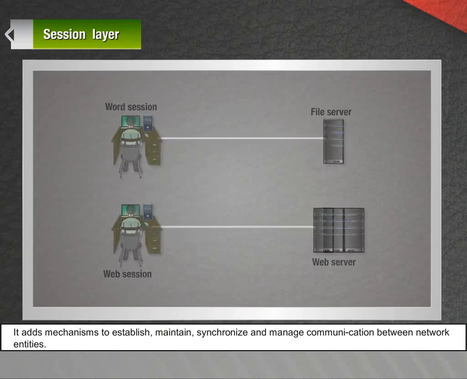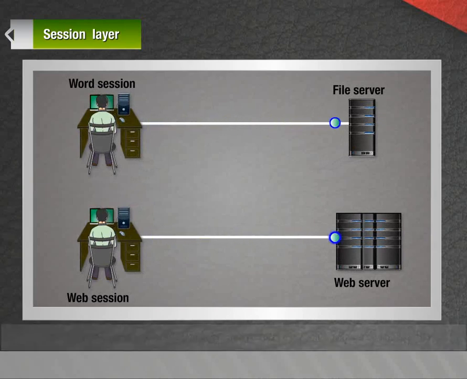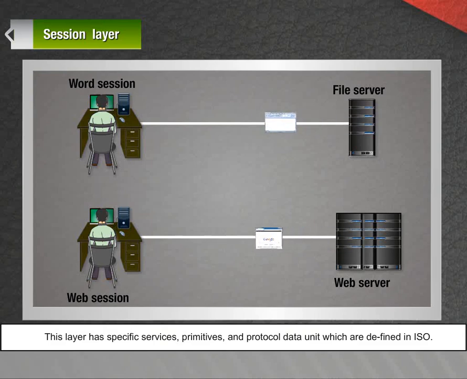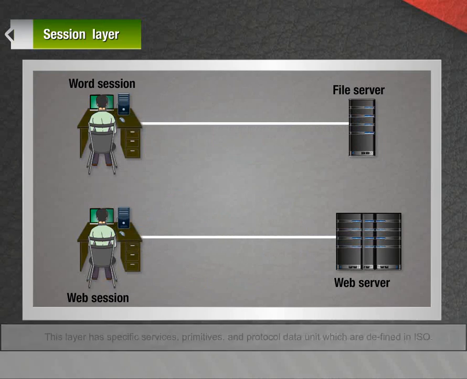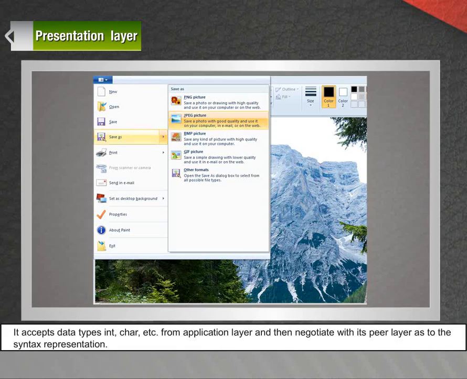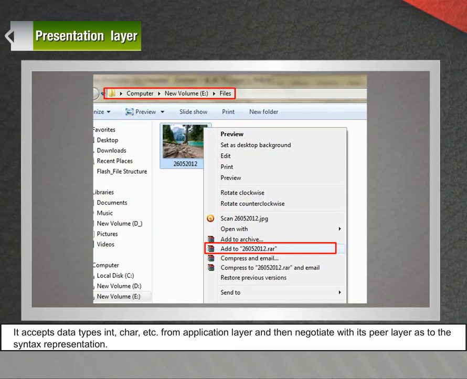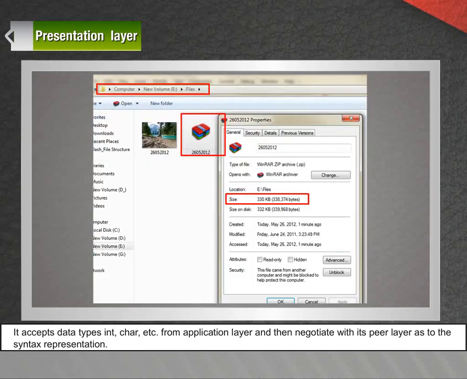Session layer. It adds mechanisms to establish, maintain, synchronize, and manage communication between network entities. This layer has specific services, primitives, and protocol data units which are defined in ISO. Presentation layer. It is responsible for data compression, data expansion, data encryption, and data decryption. It accepts data types like int, char, etc. from the application layer and then negotiates with its peer layer as to the syntax representation.